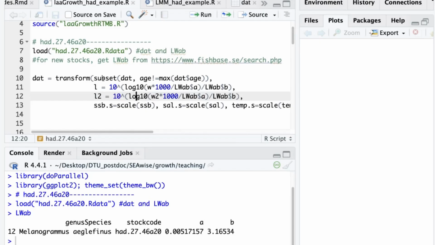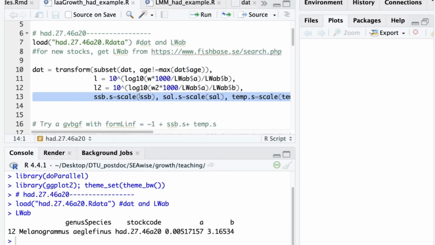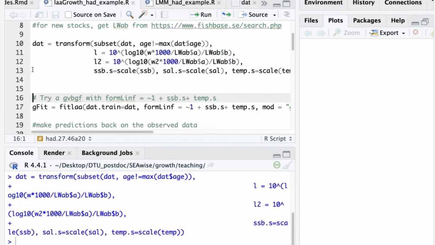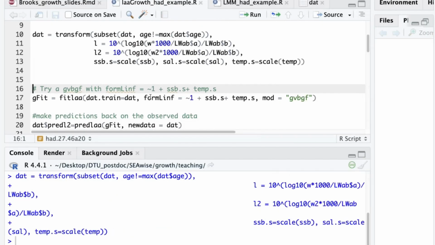And again, I'm subsetting to remove that plus group like we did before, and I'm scaling the environmental variables to have mean 0 and standard deviation 1, just like we did before. Then I'm going to fit one simple model using a function called fitLAA, for fit length at age. We'll give it our data, and it will always look for L2 and L. It's just not as flexible as some other modeling frameworks.